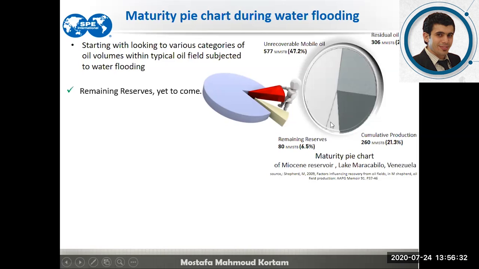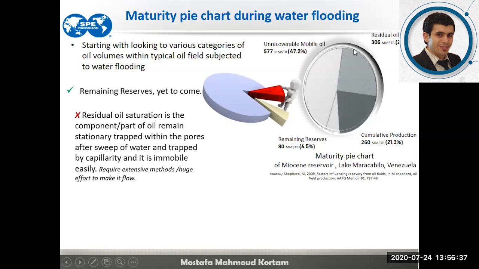And the third one is the residual oil saturation. This part of the oil remains stationary and trapped within the pores after the sweep of the water, trapped by capillarity. So it is immobile and requires an extensive method and a huge effort to make it flow. This residual oil represents about 25% of the oil in place. So if you have an overall saturation, it may be 20 or 15% if you have a 20% initial water saturation. Again, this is a percentage of the oil in place.